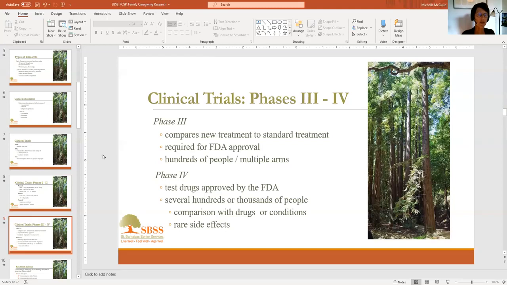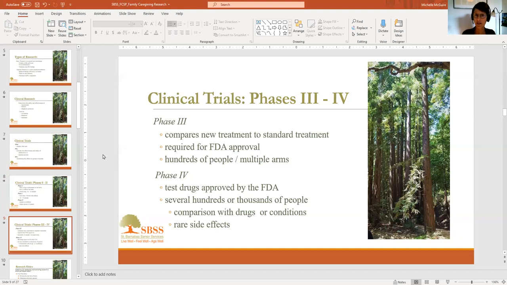So again, once you pass phase 3, you've got your FDA approval. Once you have FDA approval, you can do what is called phase 4, which is also referred to as the safety stage or safety study. And this is when it's rolled out to thousands of people or several hundreds of people, and they're looking for bigger overall kind of research.